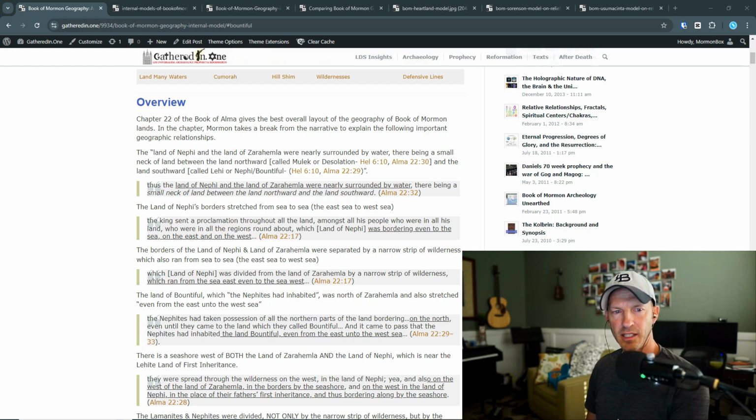Okay, if you can see the screen here, my cursor, I'm just going to go down the article. You can follow along on the website, or you can just follow along on the video here. But let's talk about some really important aspects of it. Okay, so first, Alma 22:32. I think this is incredibly important.